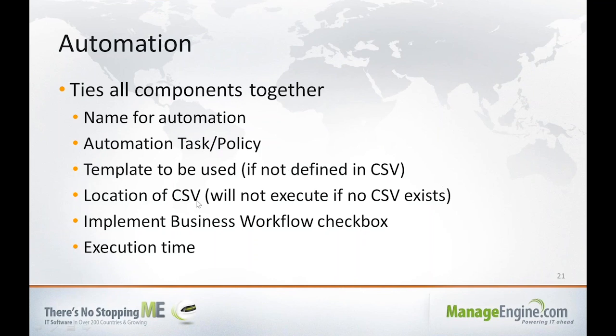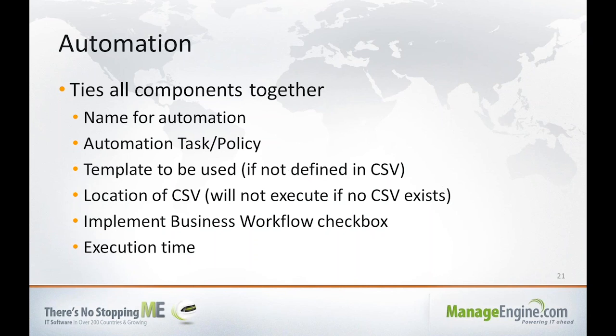If the CSV doesn't exist, then nothing happens. If the CSV doesn't include a template name, it uses the default. We implemented business workflow and the time we wanted this to be created. My recommendation is for you to generate from the HR database 2, 3, 4 in the morning the CSV, and then 5 minutes later you do the automation. That way everything is kind of tight. Okay? I don't like things happening at the same time.